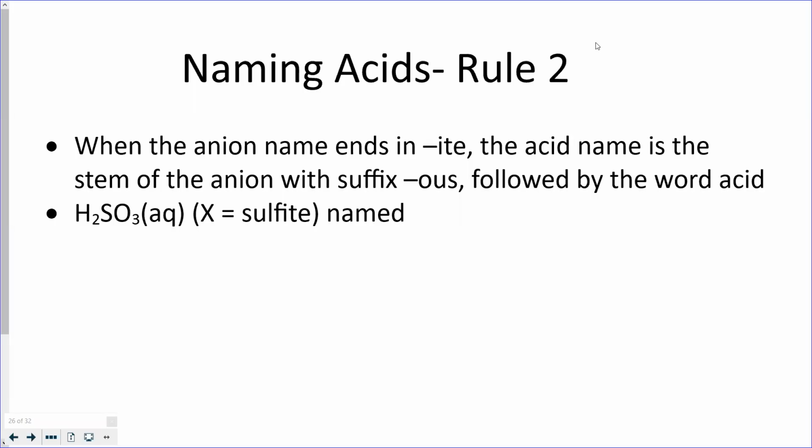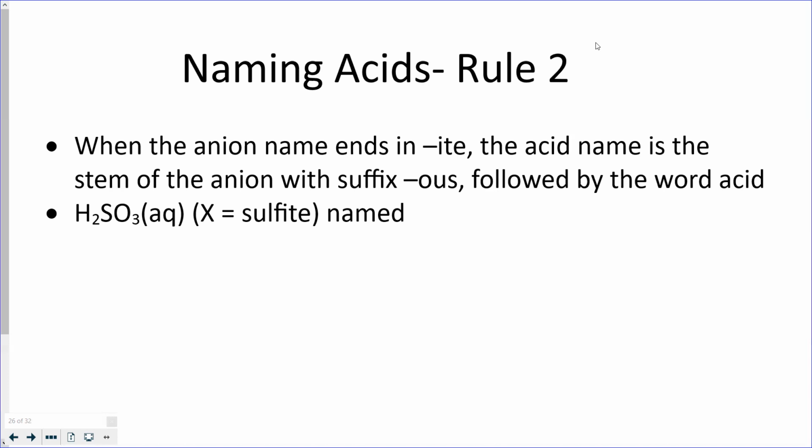All right, for our second rule, this is going to start looking at the rest of our polyatomic ions that do not end in IDE. So if the anion ends in ITE, the acid name does not have a prefix. There's no prefix unless it is that IDE ending. So the name of the acid is going to be the stem of the anion, the first part of the anion name, and then the suffix or ending of OUS followed by the word acid.